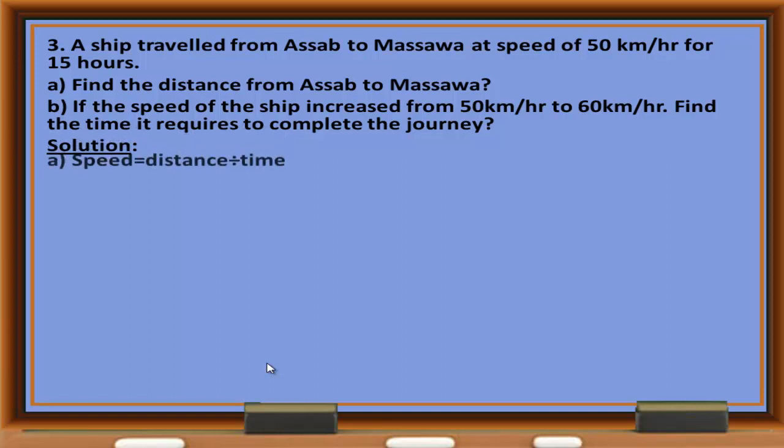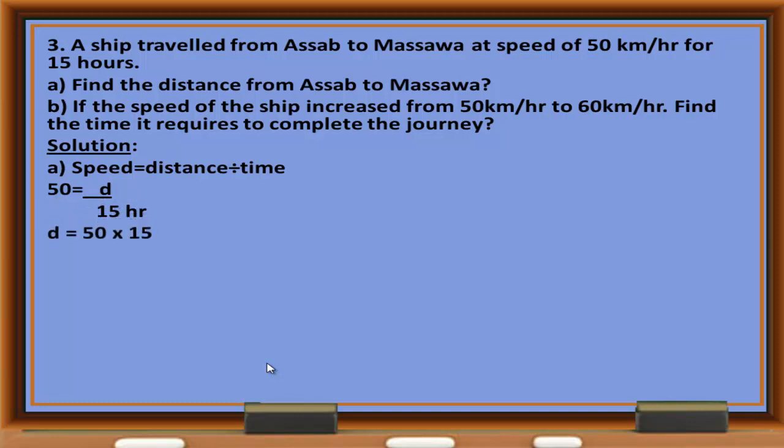Solution. A. Speed is equal to distance over time. Speed was 50 km per hour, is equal to distance over time. Time taken was 15 hours. After cross multiplying, D is equal to 50 times 15. 50 times 15 is 750 kilometer. The distance was 750 kilometer from Asab to Massawa.